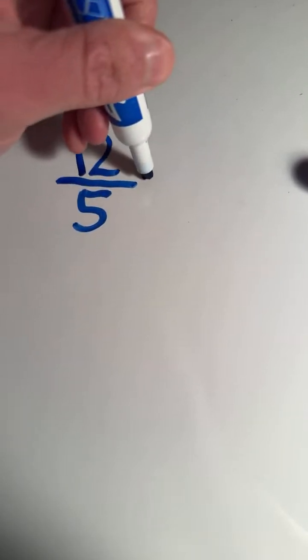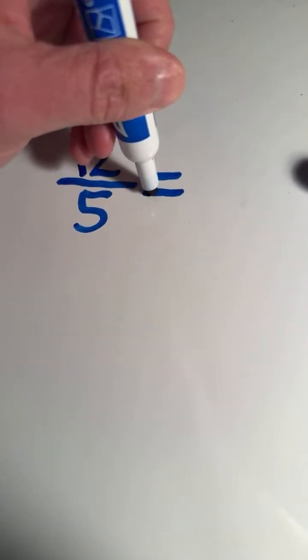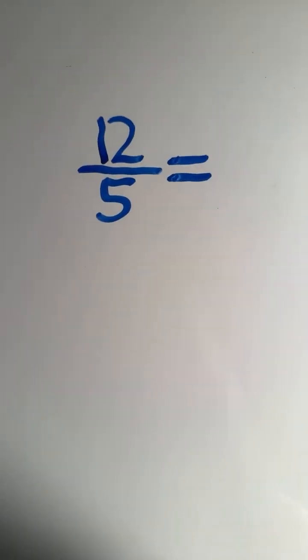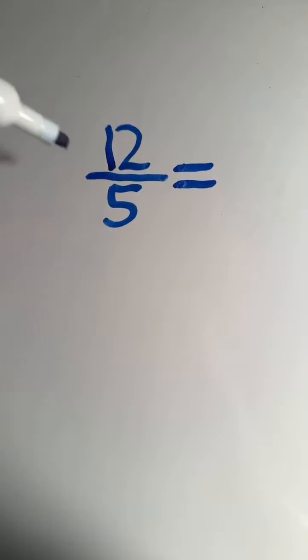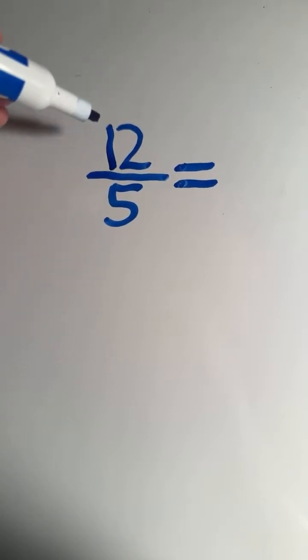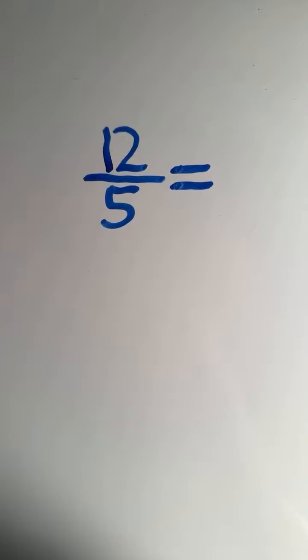All right, for the next one, I'm going to show a different strategy. So if we want to convert 12/5 into a mixed number, step 1, we got to figure out how many groups of 5 go into 12, and that's how we'll figure out what the whole number is.